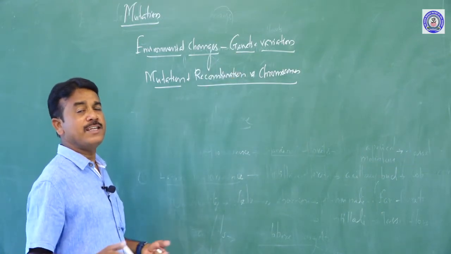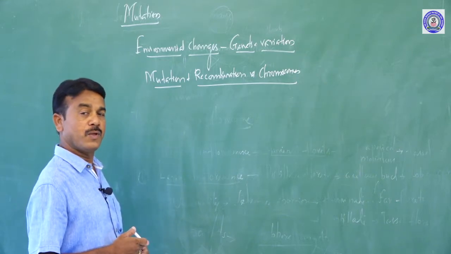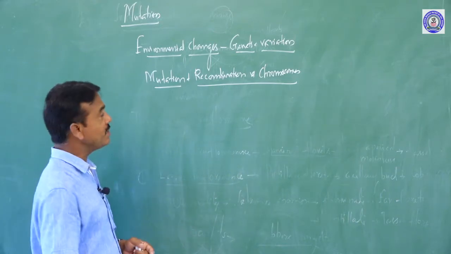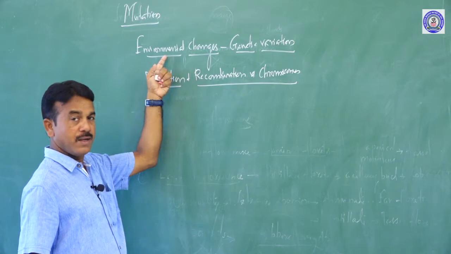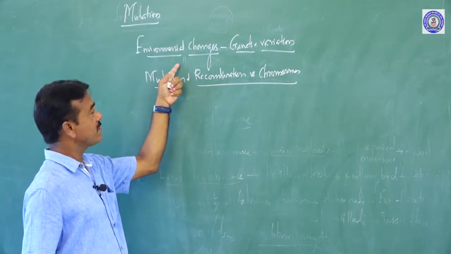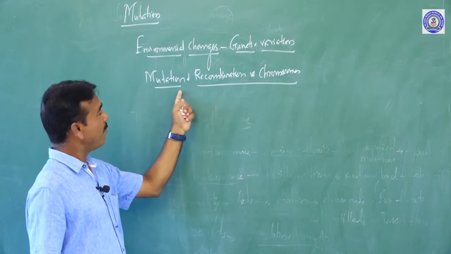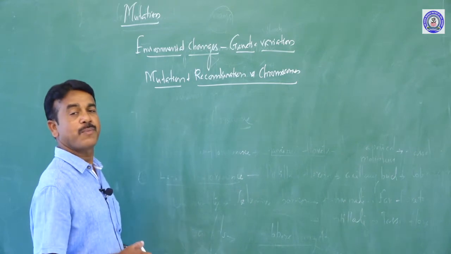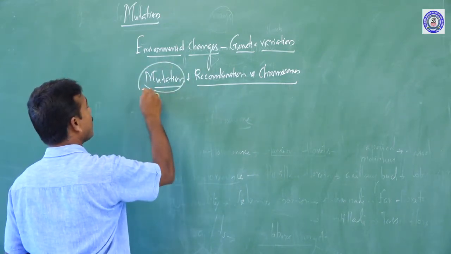So, without variation, all organisms would be the same. To be distinguished among them, environmental changes are essential. With the help of changes, mutation and recombination take place. With the help of mutation and recombination, genetic variation takes place. Okay. Now, come to the point, what is the title? What is commonly called as a mutation?